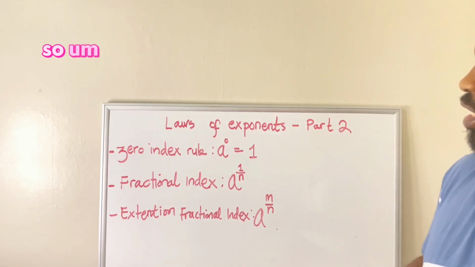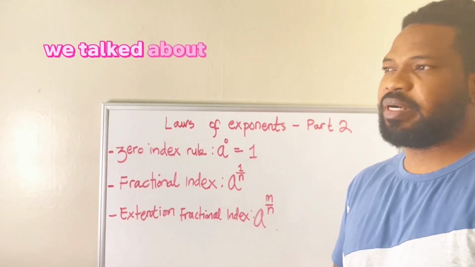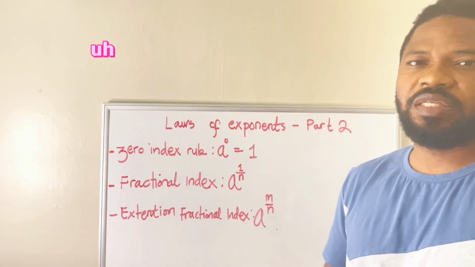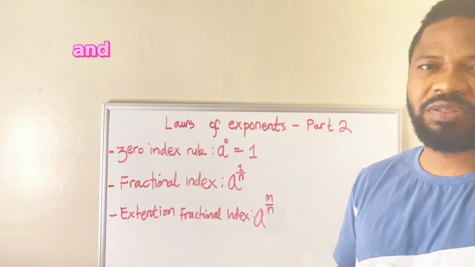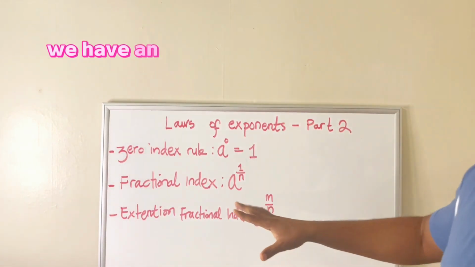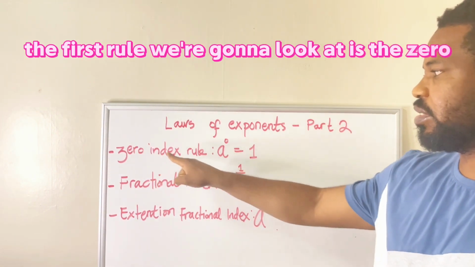So remember when we discussed the laws of exponent, we talked about the multiplication rule, the division rule, the negative index rule, and so on and so forth. So in this video, we have an extension of all these rules. The first one we're going to look at is the zero index rule.